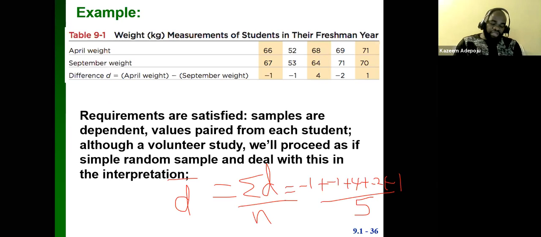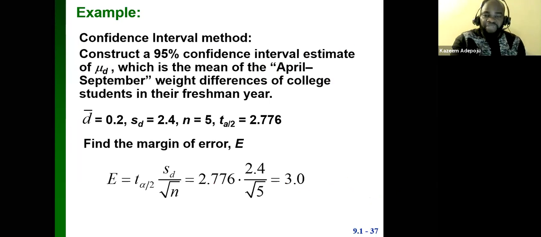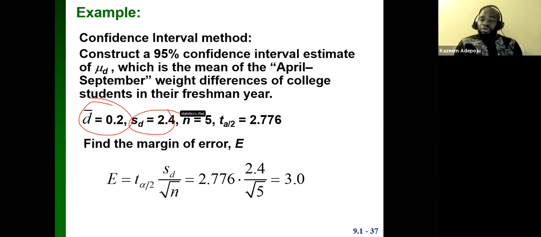Okay, you find the mean of that. Okay, so then you're going to get your result. Finding the mean of that, we actually give you 0.2. Then you find the standard deviation of that, we give you 2.4. Of course, 5 freshmen were used. And of course, then you can actually get your T value. Okay, so your T value is going to be 2.6. Then you are set to get the margin of error.